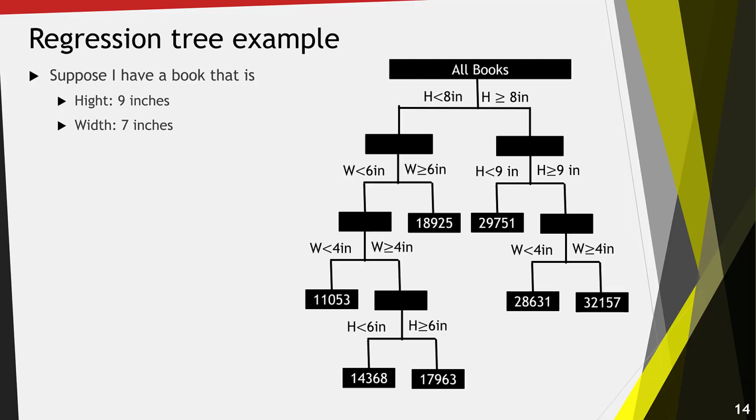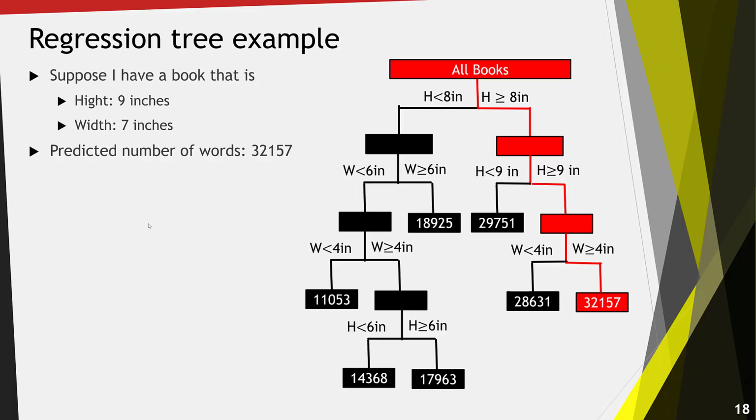So suppose I have a book that's 9 inches tall and 7 inches wide. What would I forecast for the number of words in that book? Starting with my set of all books, I'll compare it to the first split. The book is taller than 8 inches, so I move to this next leaf here. Looking at the next split, the book is exactly 9 inches tall, so it would fall on the right-hand side. Looking at this leaf here, there's another split below it. The book is 7 inches wide, which is larger than that 4-inch split, so I would fall into this leaf here, and my predicted value for the number of words would be 32,157.